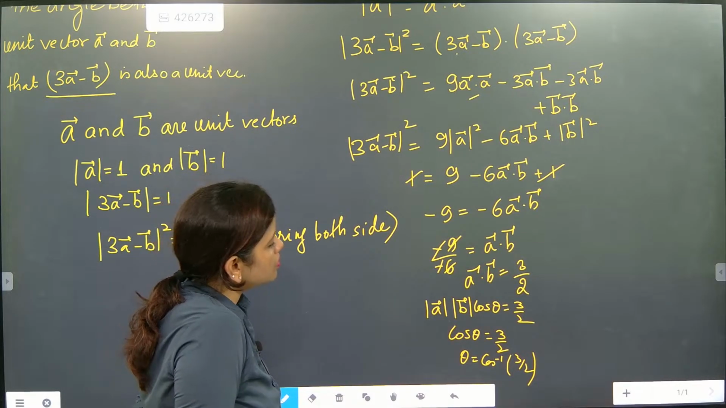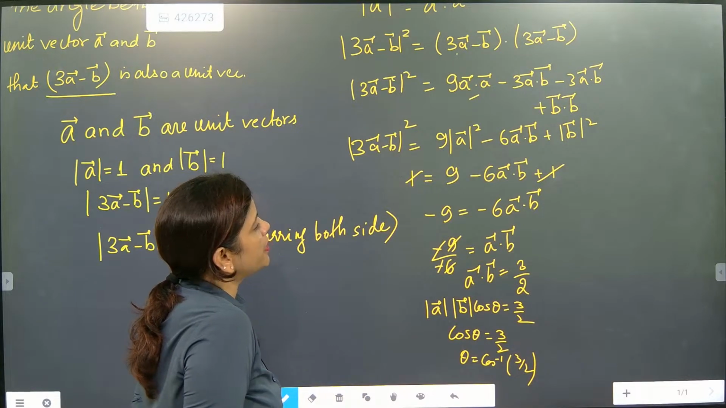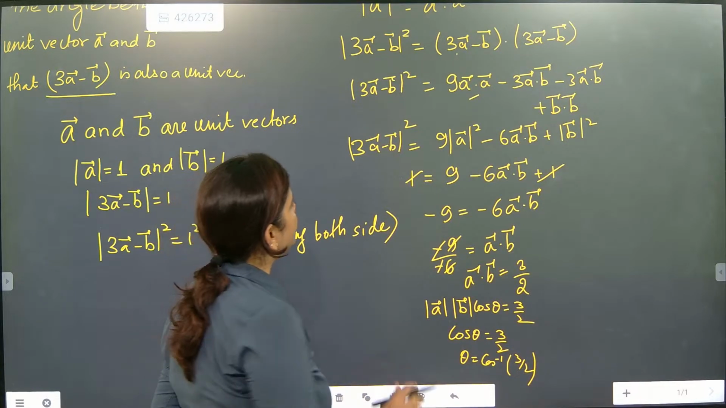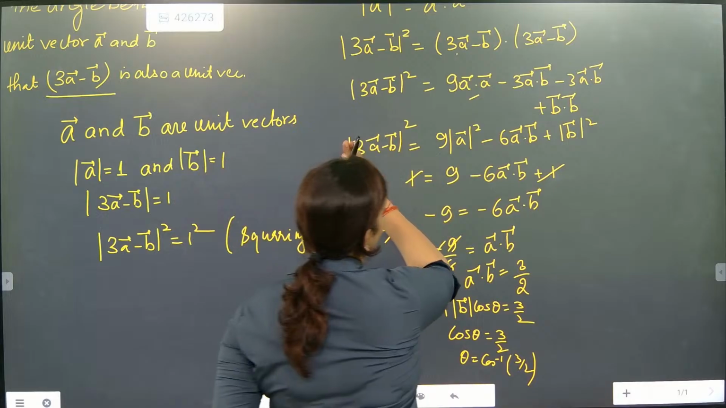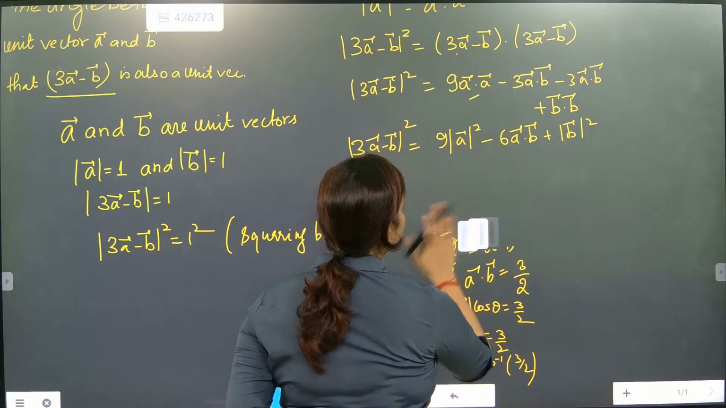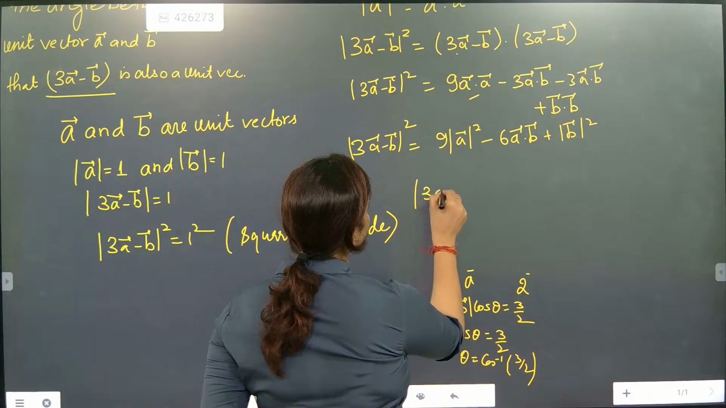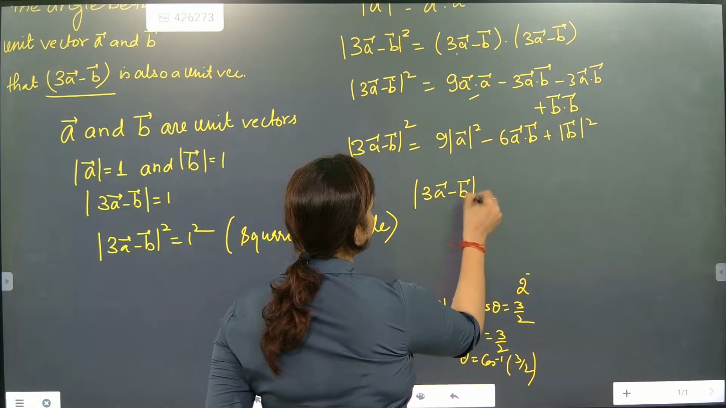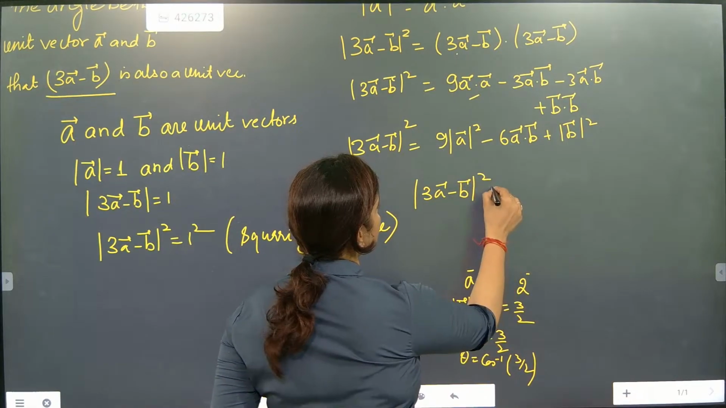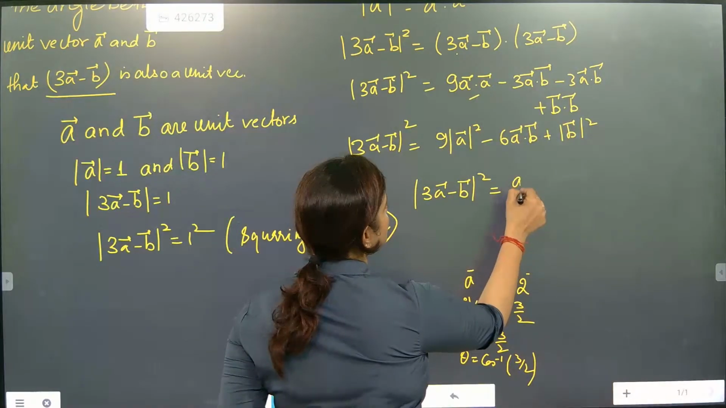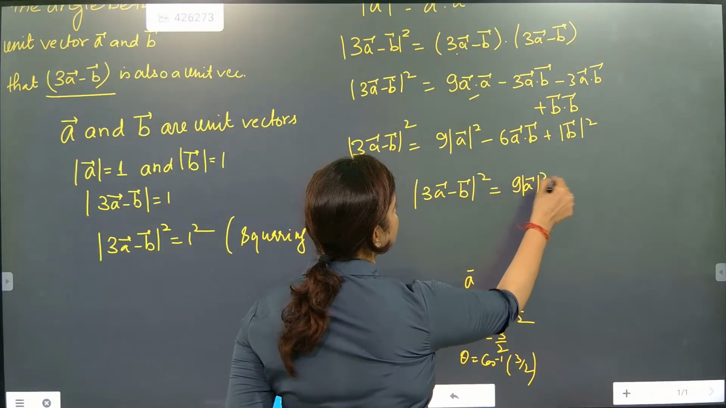But the options are not 3 by 2, the options are root 3 by 2. Wait, wait. Options are not given here, the value we cannot substitute. Because they have already given 1 now, so we cannot put it there. In a 4 option MCQ, that part is not there. So we can do it like this also.